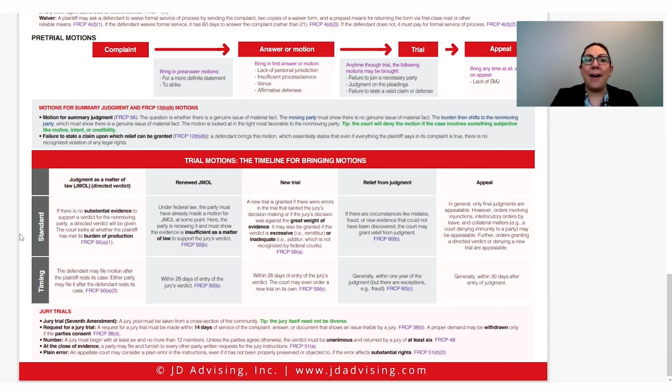The first one we have here is judgment as a matter of law. I want to first look at the timing of it. When would you file this type of motion? Well, this is in the middle of trial, and the defendant can file the motion after the plaintiff has presented his or her evidence.